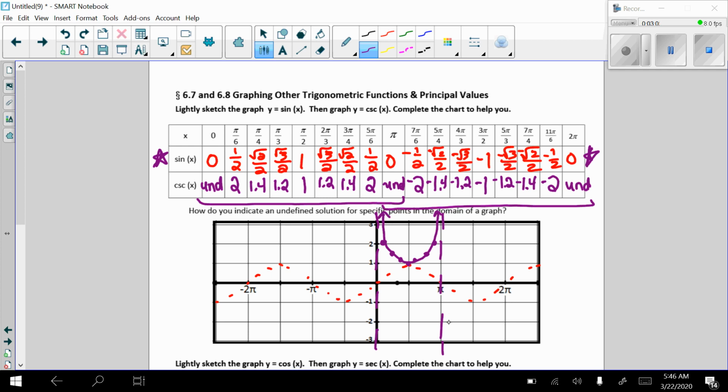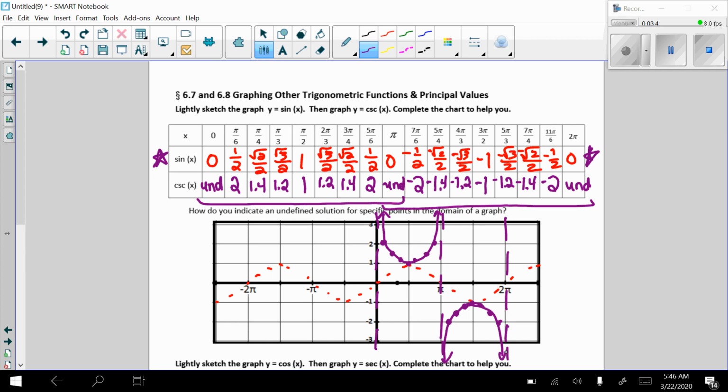For the second part of this, here we have 7 pi over 6 has a height of negative 2. 5 pi over 4 has a height of negative 1.4. 4 pi over 3 has a height of negative 1.2. And 3 pi over 2 has a height of negative 1. And then that pattern goes back up. And again, we have an asymptote at 2 pi. So this is what it looks like.